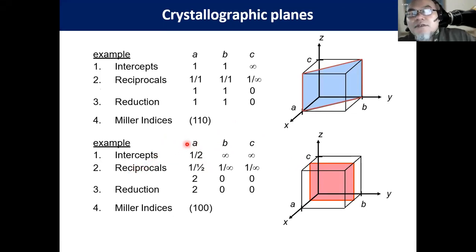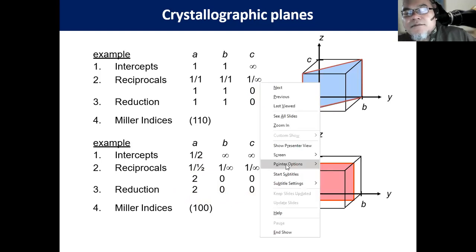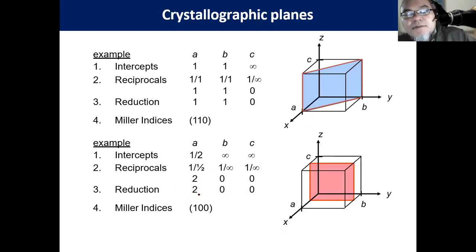Then we take the reciprocal: 1 over half, 1 over infinity, 1 over infinity. So this becomes 2, 0 and 0. We can reduce this: 2, 0, 0 divided by 2 becomes 1, 0, 0.